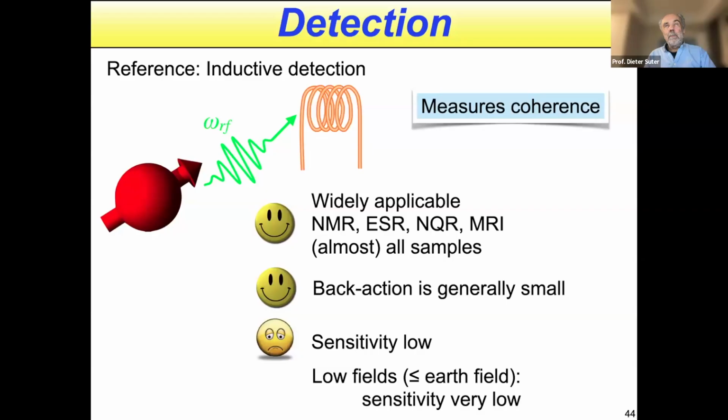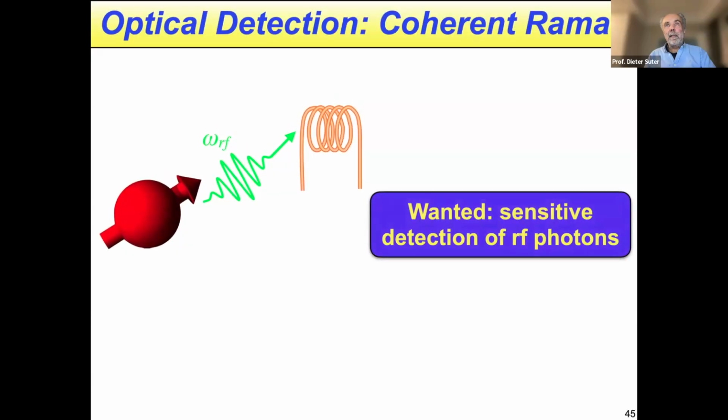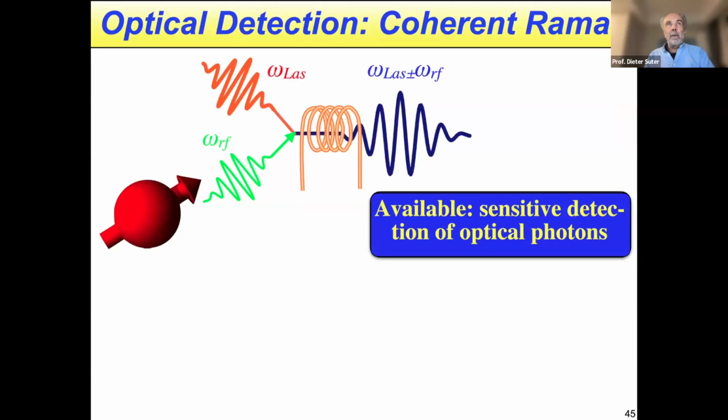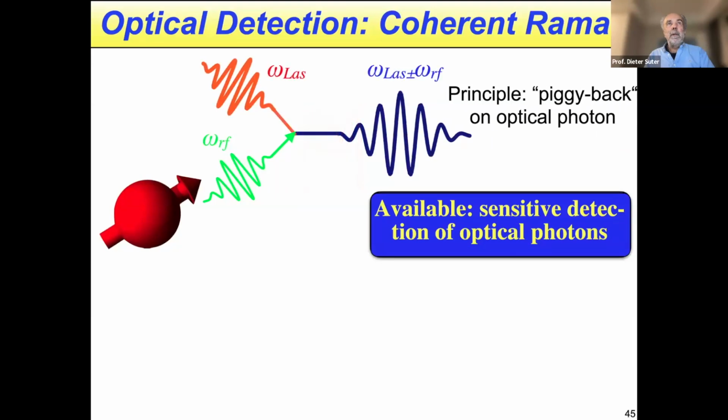The problem is that if you use a coil for that, your sensitivity tends to be low. Now, there is a technique which also can detect coherence, but it doesn't use a coil, it uses optical detection again. How you do that, basically, you add the microwave photon to a laser photon, and you get another optical photon which is shifted by plus or minus the radio frequency.